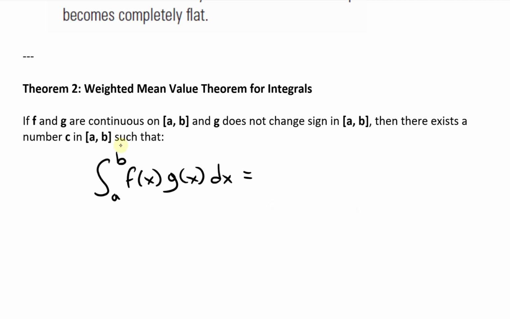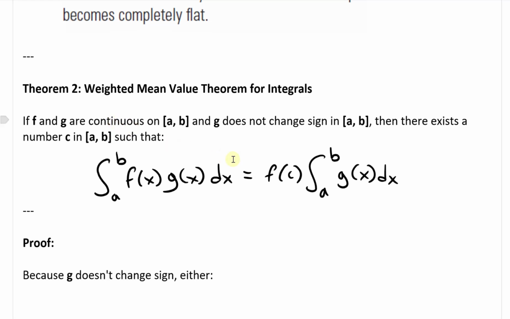So the integral from a to b of f(x) times g(x) dx is equal to f of c, for some number c from a to b, times the integral from a to b of g(x) dx, where g does not change sign, so it's either all negative or all positive. And yeah, now let's look at the proof.